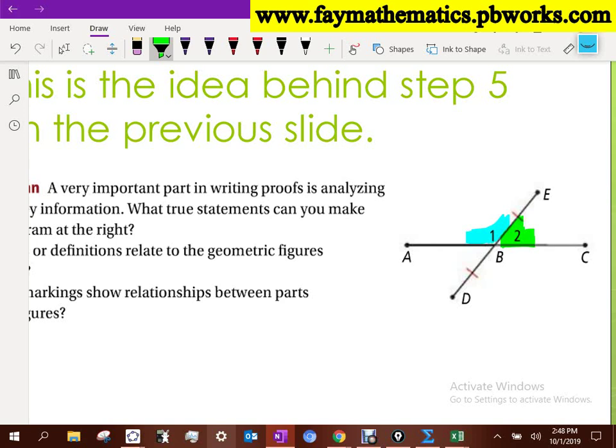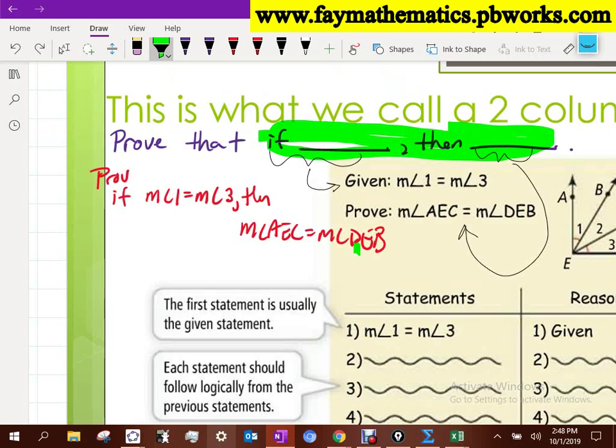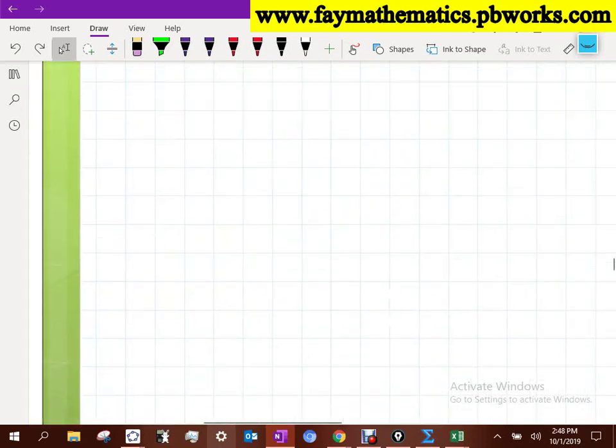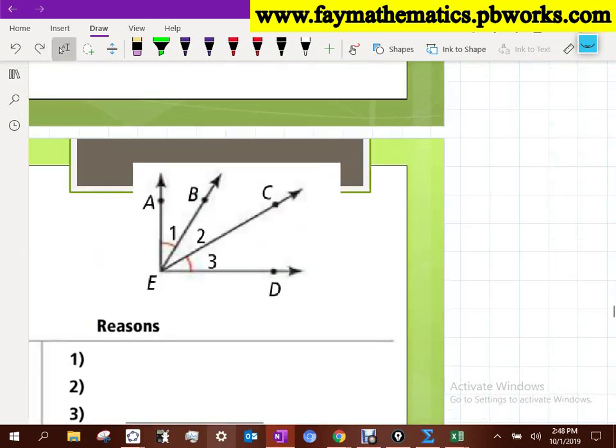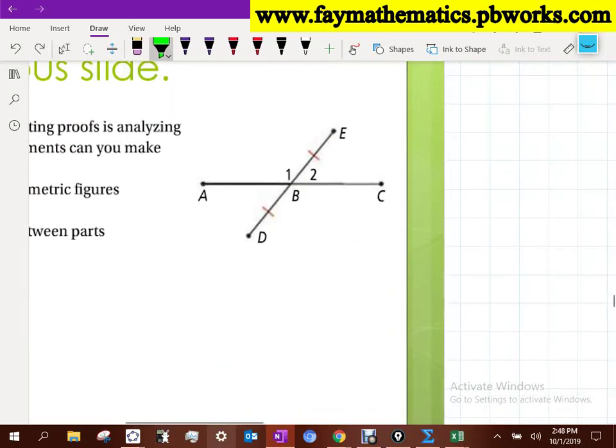Okay? Can I look at these two and talk about what kind of angles those are? Those vertical? You guys remember that? Okay. So we're going to maybe talk about a relationship that we'll learn about vertical angles.